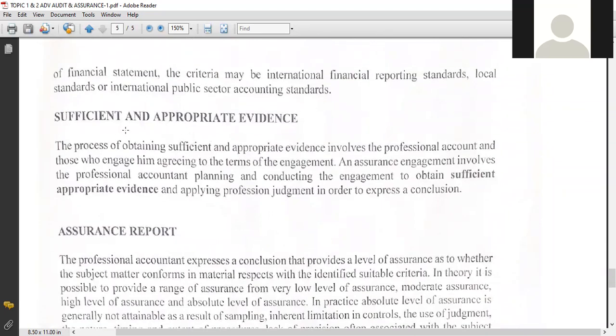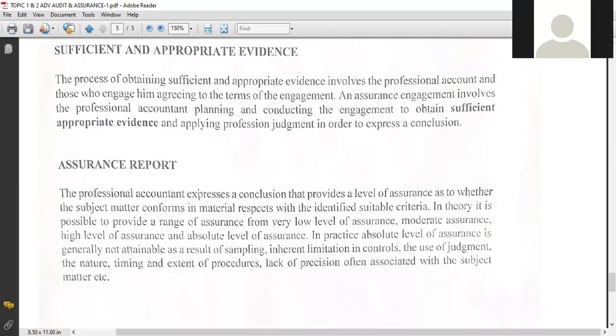So after all this, you have your sufficient and appropriate evidence. The process of obtaining sufficient and appropriate evidence involves the professional accountant and those who engage in agreeing to the terms of the engagement. In this one, you have all the evidence you need to gather, maybe the documents, so you must have sufficient evidence for you to say, yes, this financial statement is true and fair. It's free from material error. Don't forget, not absolute, but reasonable assurance. Nobody can give absolute assurance. You can only give reasonable assurance that at least it is free from material error, not complete error.